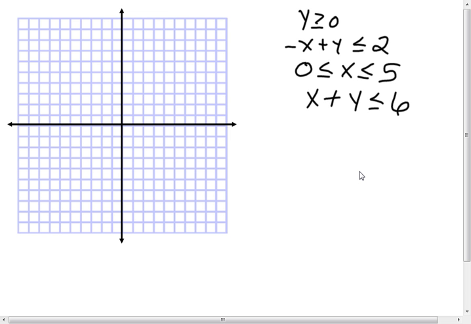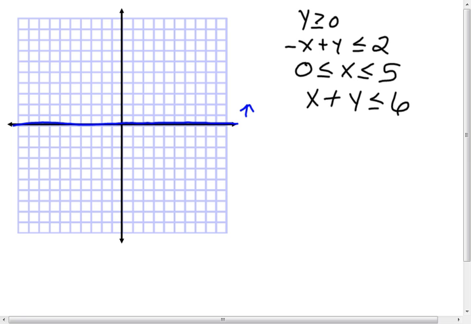The first one that we have is y greater than or equal to 0. That would be all y points above the x-axis. So I'll draw this as a blue line across the bottom, and that would be shaded up.